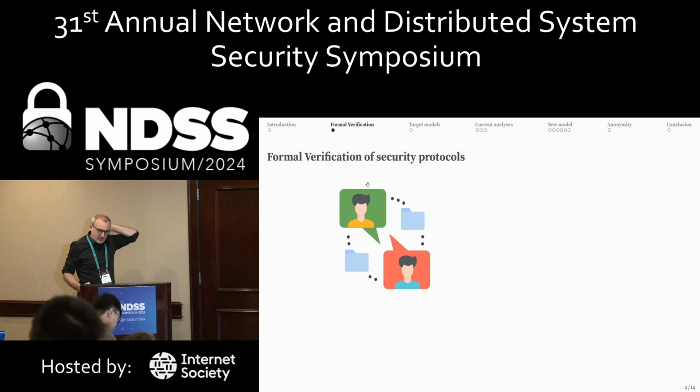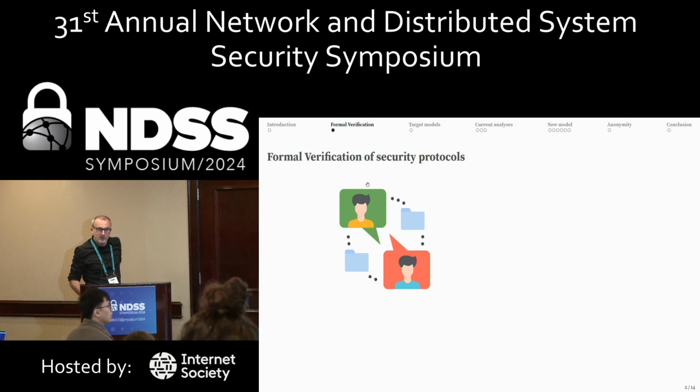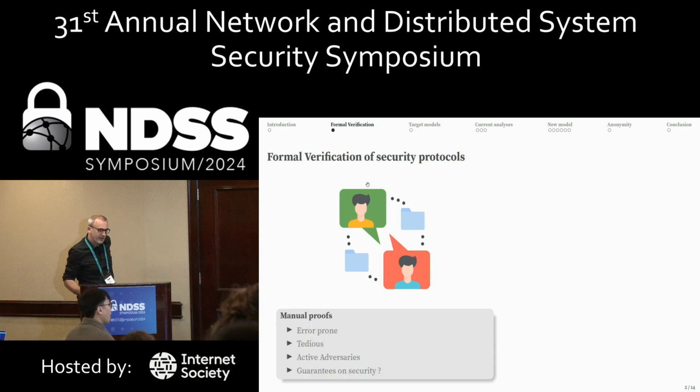WireGuard has been the subject of formal verification. In this way, we can do manual or paper and pen proofs, which are quite tedious to obtain for protocols like WireGuard, error-prone, and this kind of proof also captures the active adversaries only with difficulty, which are important for this kind of analysis. And for manual or paper and pen proofs, we can have some concerns about the guarantee we obtain.